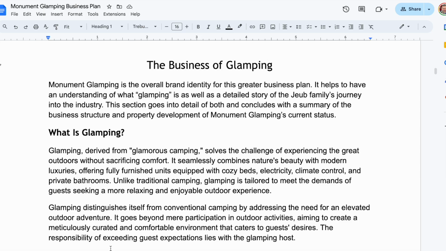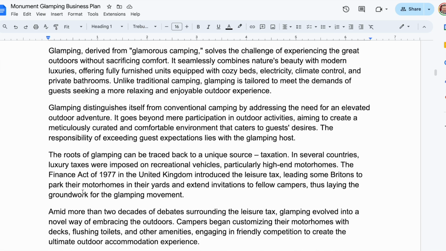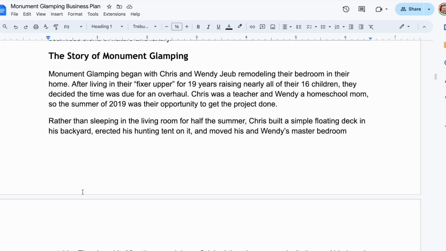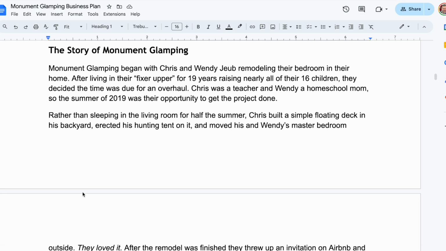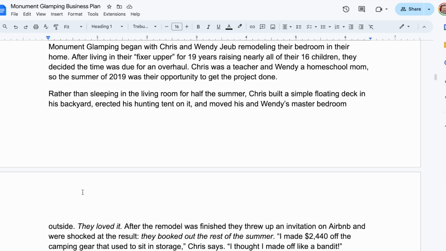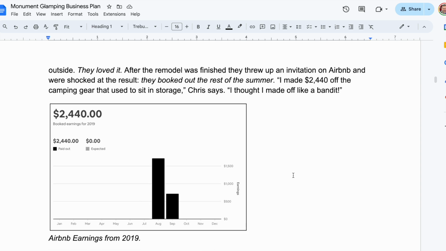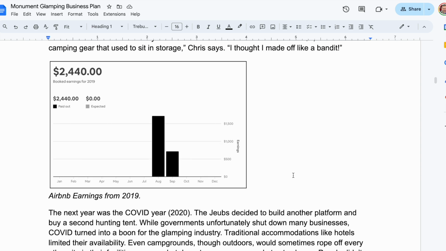So now I'm just going to scroll through a bunch of, like, what is glamping? This is stuff you could copy and paste right into your own document. Until it gets into the story of Monument Glamping, but you're going to tell your story. You have this land, or I discovered this by taking this course called 8 Weeks to Launch by Chris Jube, and you might show your earnings and things like that.